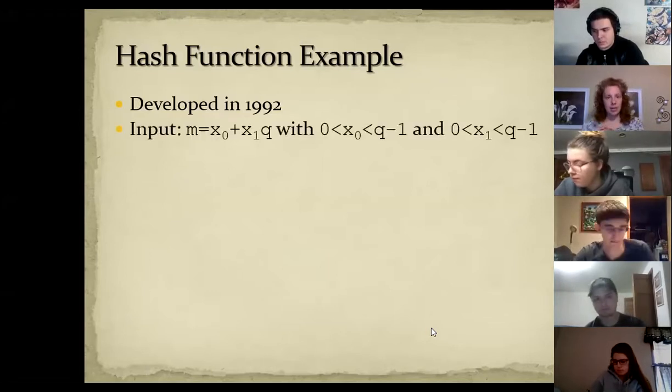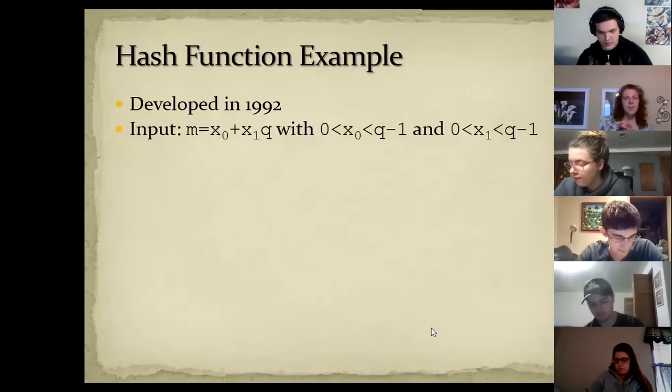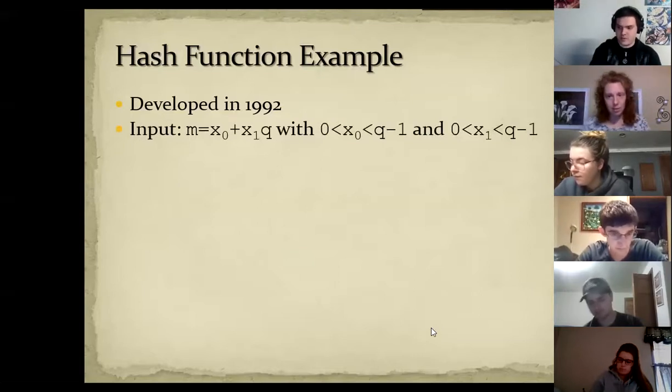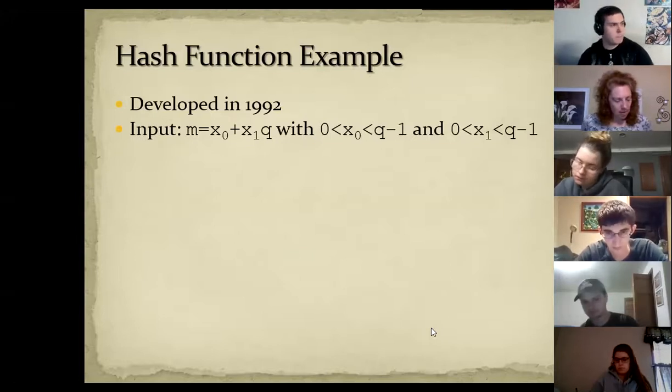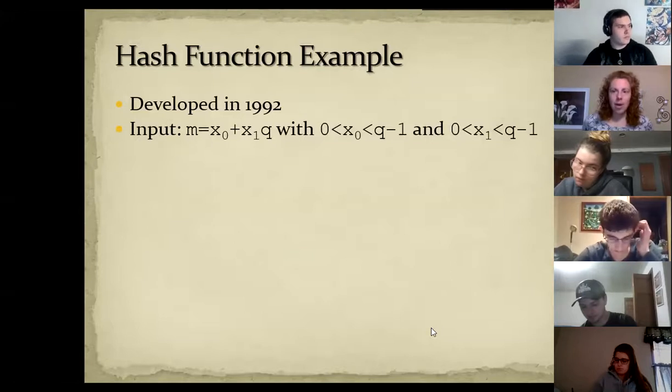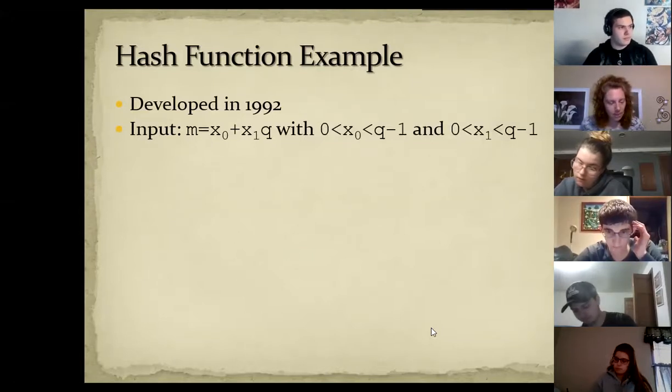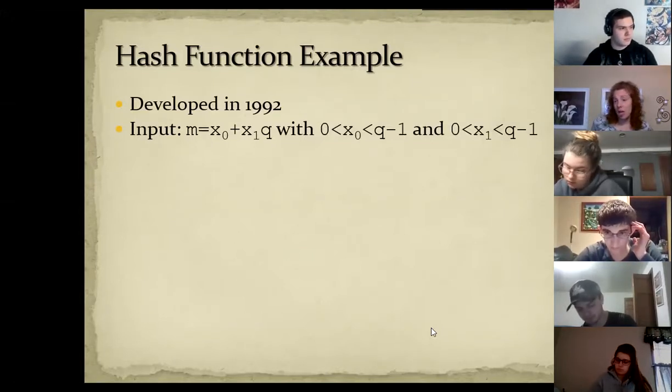Here's your input. Messages are going to be numerical values, okay? It's going to be x0 plus x1 times q. So q is your parameter in this case. We'll get to a couple more parameters in just a sec, but q is a parameter. So basically we're using the division algorithm with q.